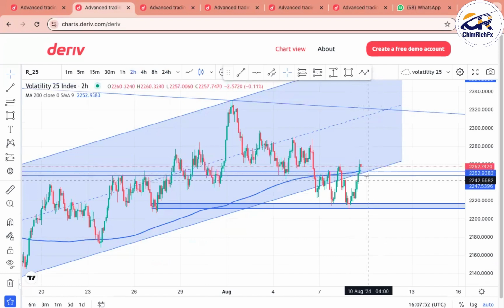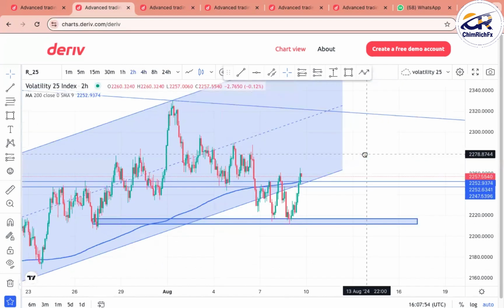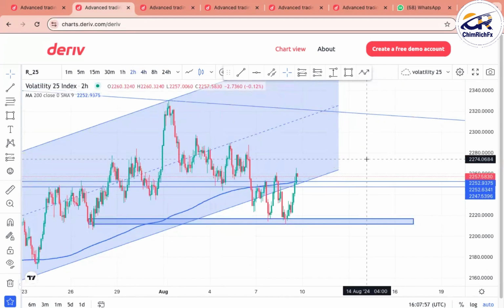I'm still going to take our time to explain areas of value. Areas of value are more like major support and resistance zones.